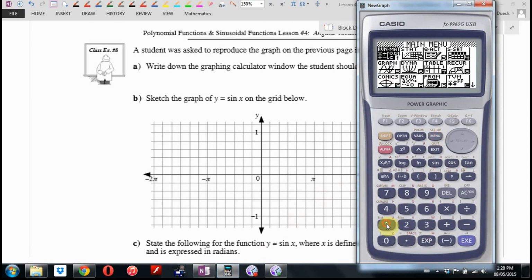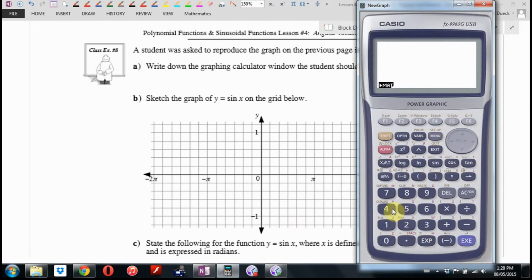Can you put your calculators into radian mode? Guys, we're starting. Thank you. You're going to have to go shift setup.